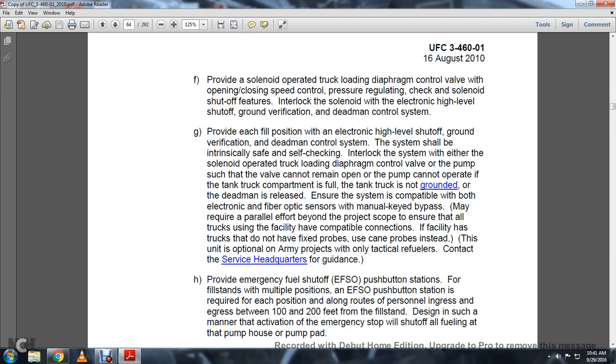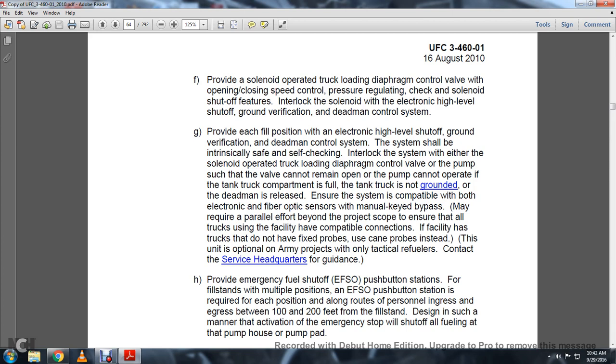The system shall be intrinsically safe and self-checking and interlock with the solenoid-operated truck loading diaphragm control valve or the pump, such that the valve cannot remain open or the pump cannot operate if the tank truck compartment is full, the tanker truck is not grounded, or the dead man is released. Ensure the system is compatible with both the electronic and fiber optic sensors.